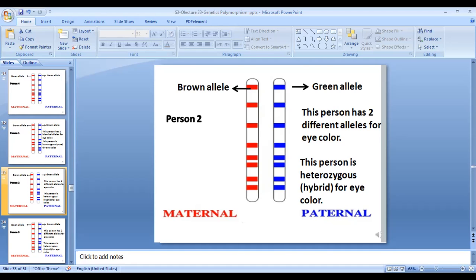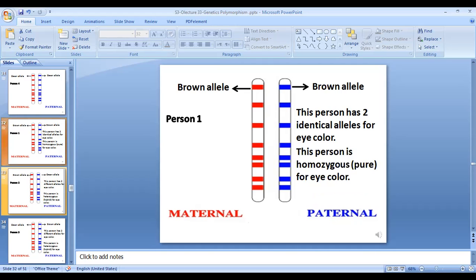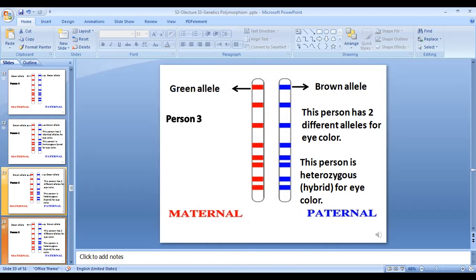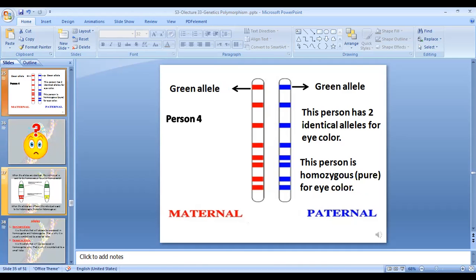So whenever it carries two identical alleles, it's said to be homozygous or pure. We have to know both: homozygous or pure. While if we have two different alleles, we have heterozygous or hybrid. Person 3 is heterozygous or hybrid, since we have two different alleles. And in person 4, we have two identical alleles, so here we are talking about homozygous or pure.